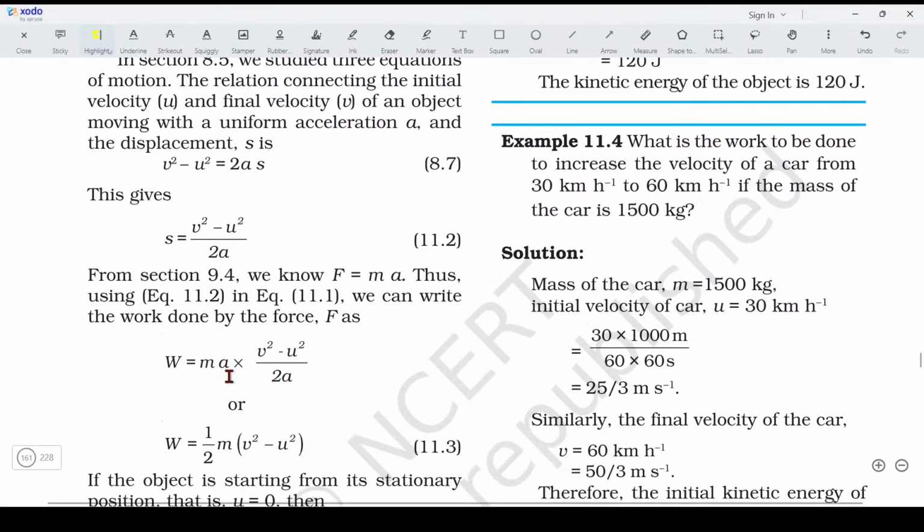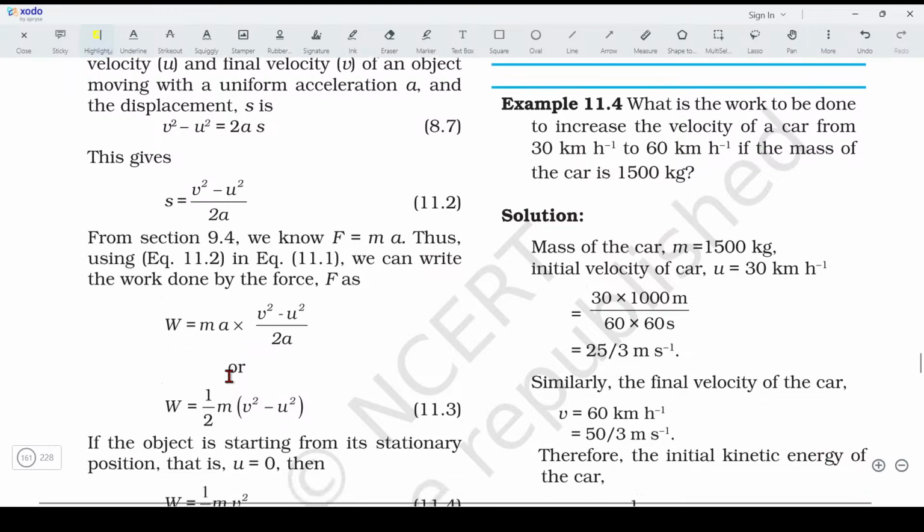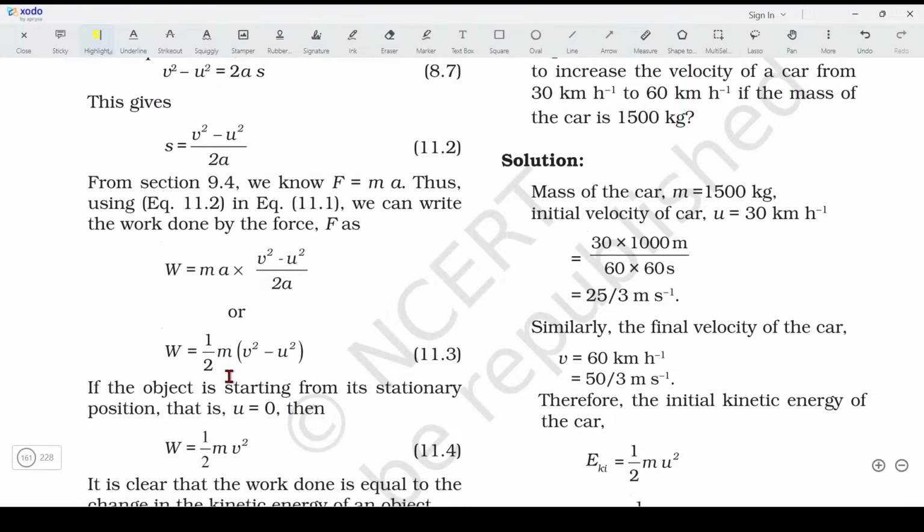What is the work done? It is half m (v square minus u square). What does that mean? If the object is initially at 0, that is, u is 0, and it reaches some velocity, what does that mean? What is the work done to get this energy?